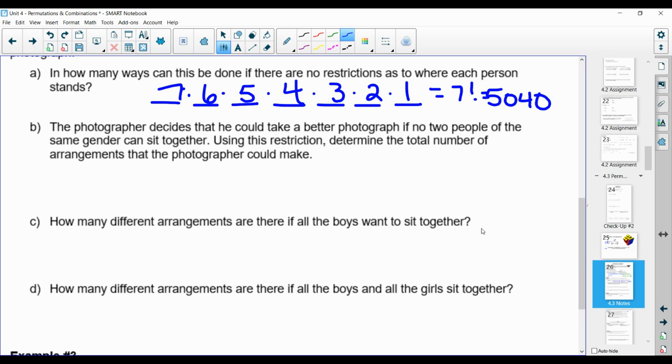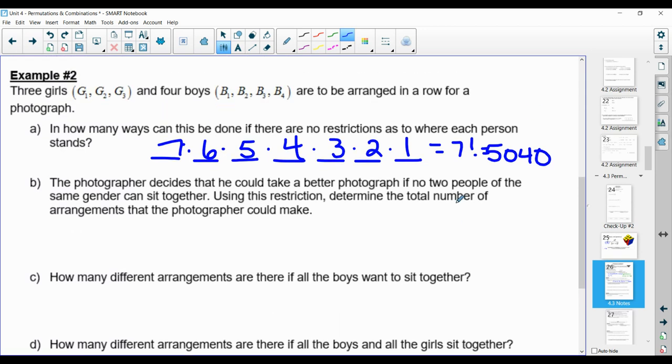More often than not, there's going to be some restrictions that you have to consider. So here's a few different examples. The photographer decides that he could take a better photo if no two people of the same gender can sit together. Using this restriction, we want to figure out how many total arrangements there can be.